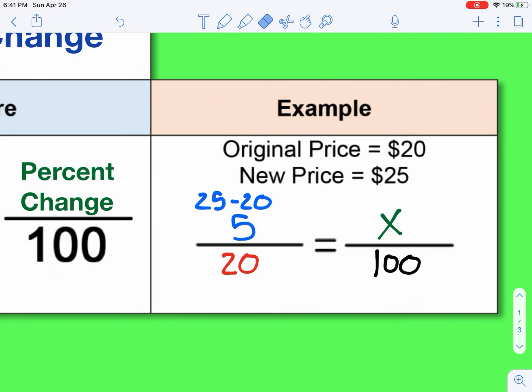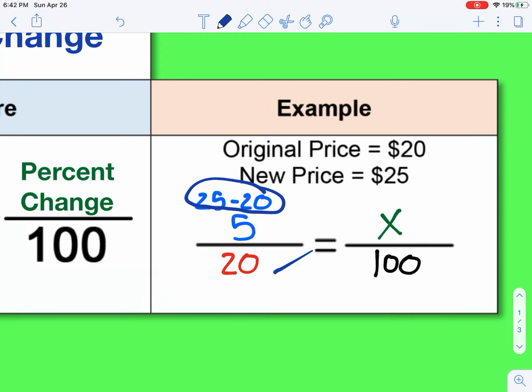So here's my example. Our example is the original price of something is $20 and the new price is $25. So you'll notice on the top right here, I did 25 minus 20 because I want to know the price change of my new price to my original price. So my number that I'm going to put on the top left-hand corner of my proportion is actually going to be 5. The 20 is because that was the original price, and then X is because we're looking for the percent, and then 100 just always is in the bottom right-hand corner.